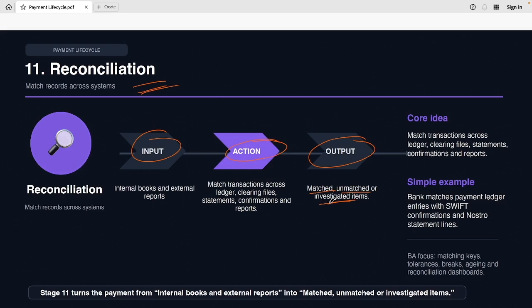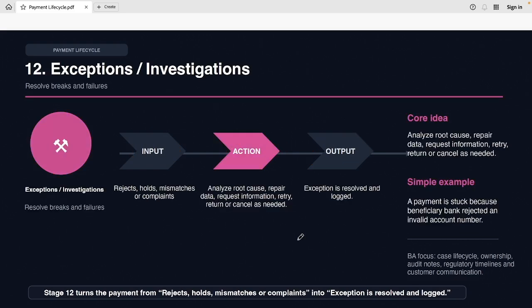So in this particular stage, you should be defining the matching keys, the matching rules, the break categories, ageing rules, ownerships, reconciliation dashboard, and so on. Basically, stage 11 or reconciliation confirms whether internal accounting records and external payment records are consistent and matched or not. The 12th stage is the exception and investigation. So an exception is basically a payment that could not complete the normal processing path. For example, your rejected payment, compliance hold, failed transaction, settlement failures, reconciliation mismatch, duplicate payments, delayed payments. So all this could basically fall under exceptions and be sent for investigation.